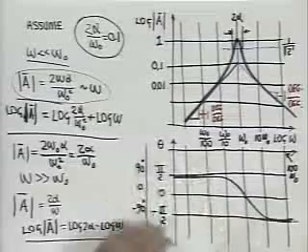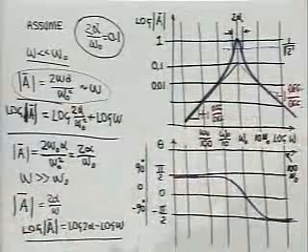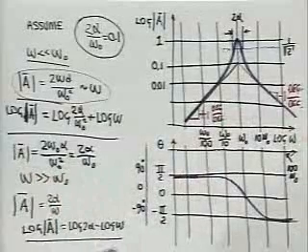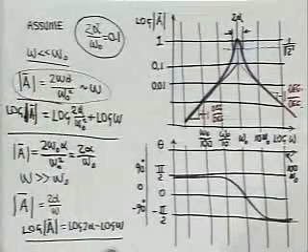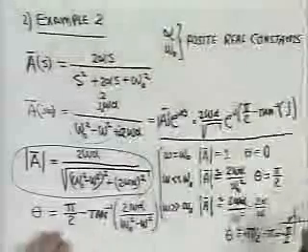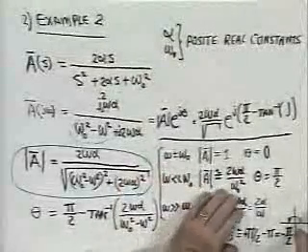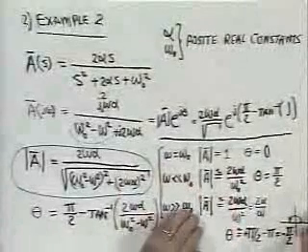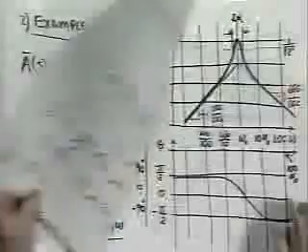Again, in order to form the asymptotes, you must approximate the magnitude, as we did here. For omega much less than omega naught, the magnitude was 2 alpha omega over omega naught squared, and for high omega much greater than omega naught, it's 2 alpha over omega.